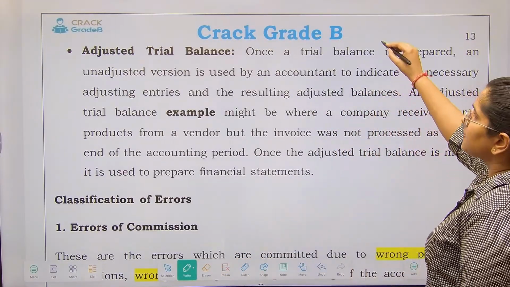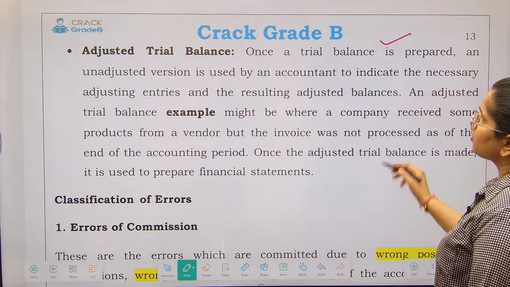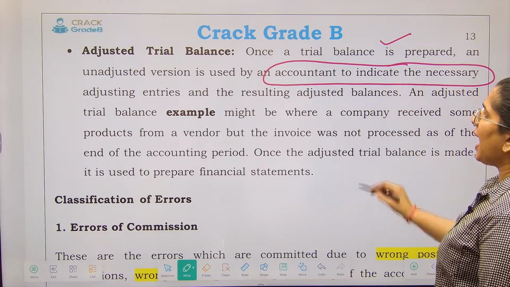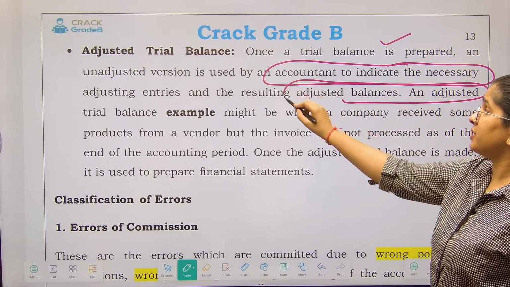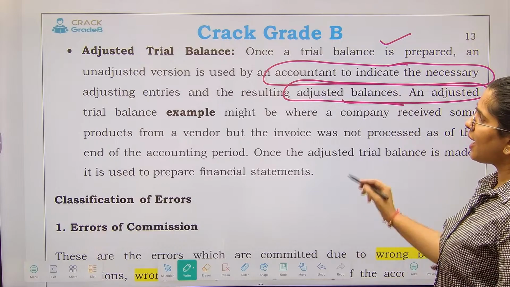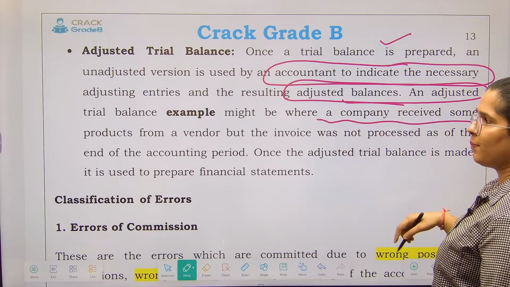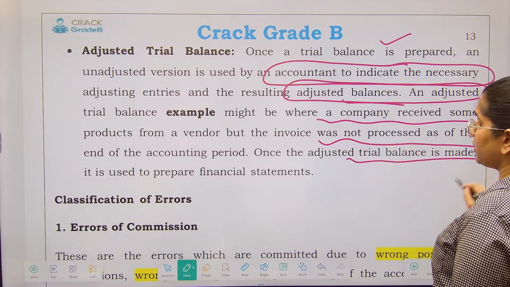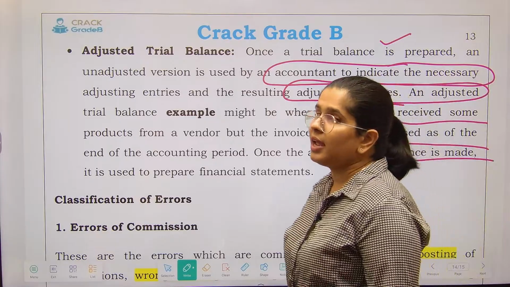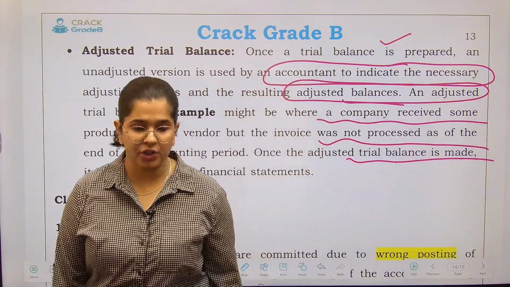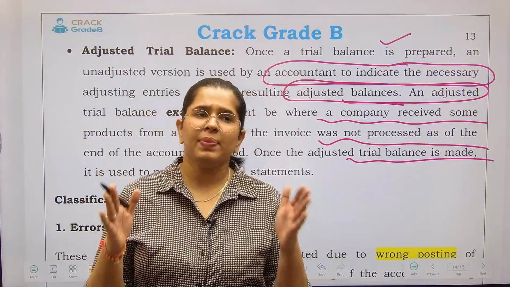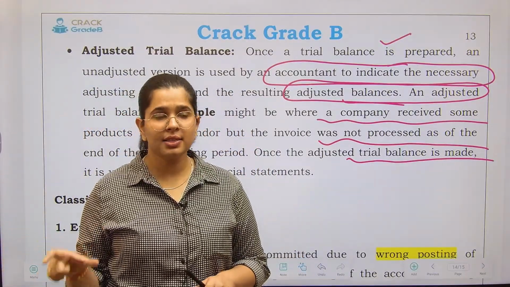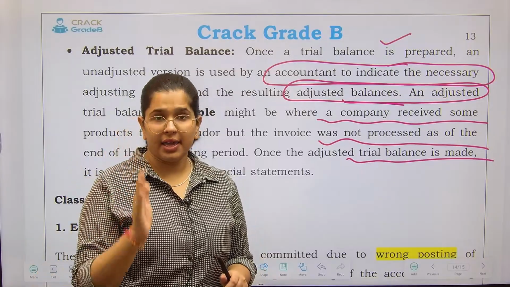Once a trial balance is prepared, the unadjusted version is used by the accountant to indicate the necessary adjusting entries and the resulting adjusted balance. For example, it might be where a company receives some products from a vendor, but the invoice was not processed, and once the adjusted balance is made, it is used to prepare the financial statements. So basically, first you prepare a raw statement, that is the unadjusted trial balance. You try to find out what the errors are.